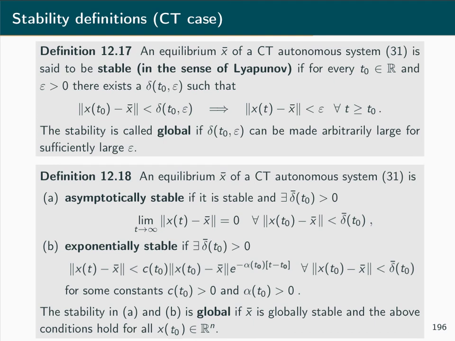Moreover, the equilibrium is called asymptotically stable if, in addition to being stable, we have that the state trajectory converges to the equilibrium as time goes to infinity for all initial conditions in some delta bar ball of x bar. It is called exponentially stable if this exponential stability condition is satisfied for all initial conditions in a delta bar ball around x bar, where c and alpha are two positive constants. The two stability definitions in A and B are again called global if x bar is globally stable and the respective conditions above hold for all initial conditions x in Rn, or one could say that delta bar has to be infinity.